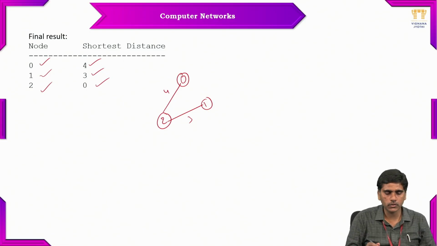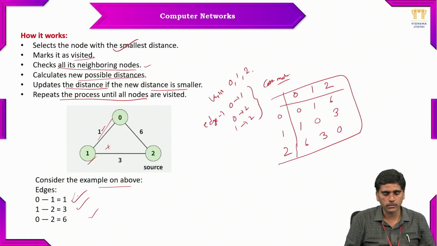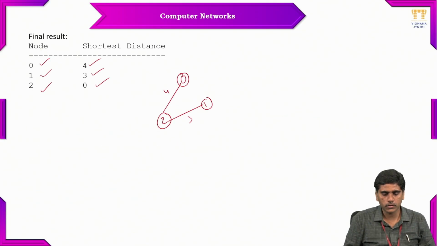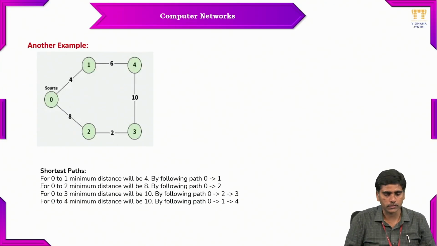And the remaining, 0 to 1, is the same as usual. The distance is 1. So this is the way you can update the shortest distance after finding it from source to destination: update the table, update the values, update the graph. This is how you find the shortest path from the source node to the destination node. When you have more vertices and more edges, you can have more possible ways to find the shortest distance.